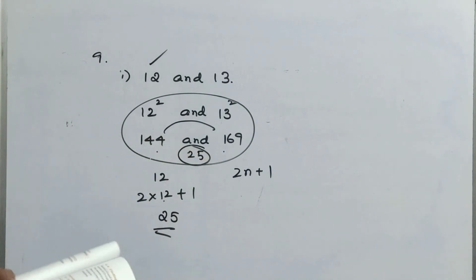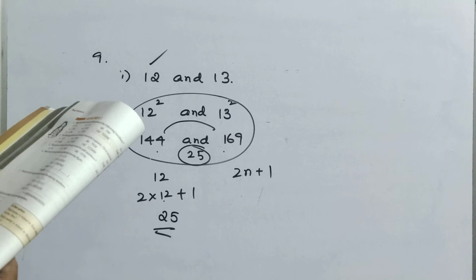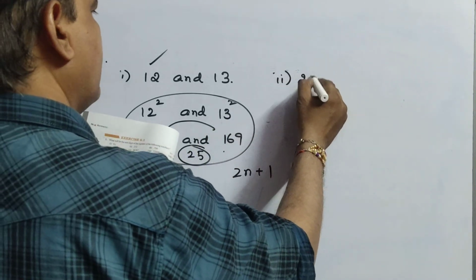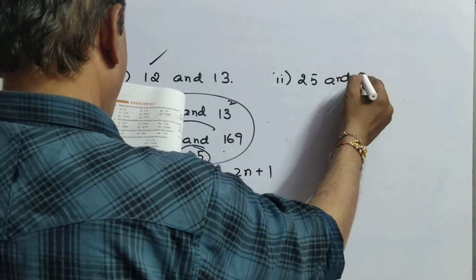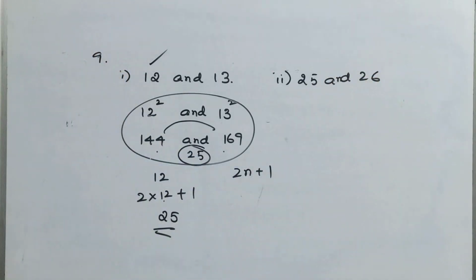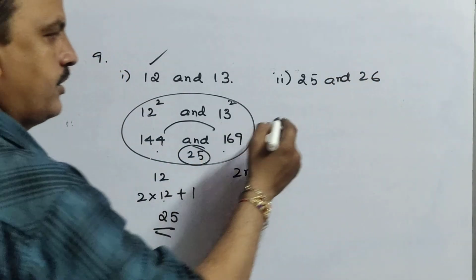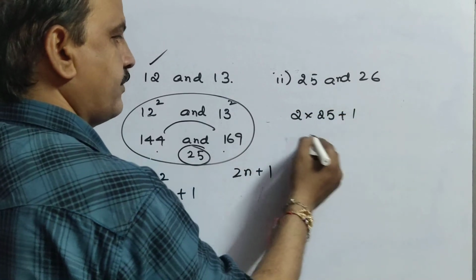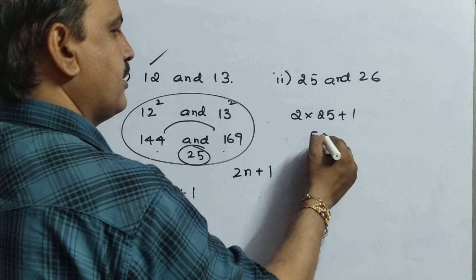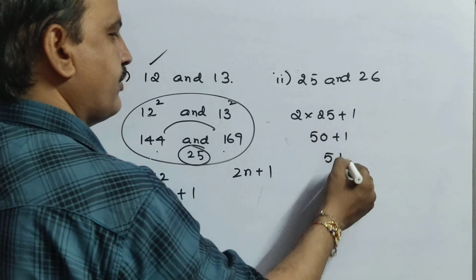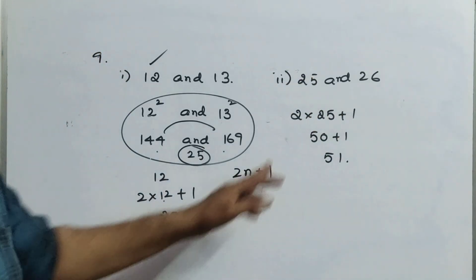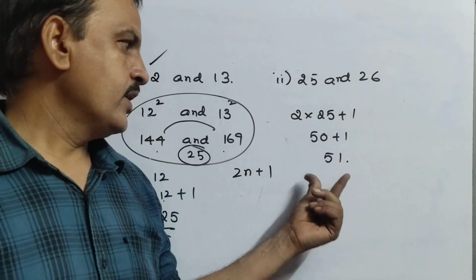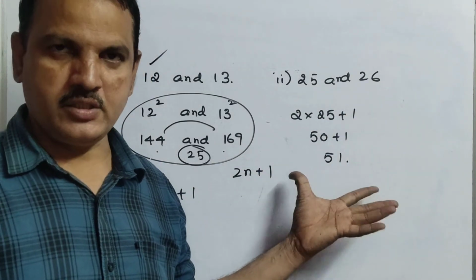Okay. Similarly, if you see the second question, 25 and 26, the same rule is applicable here. That means 2 into 25 plus 1. 2 25s are 50, plus 1, so that is 51. That means in between 25 square and 26 square, there are 51 numbers.